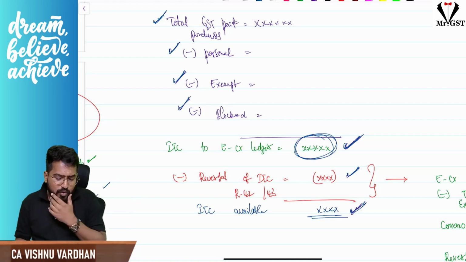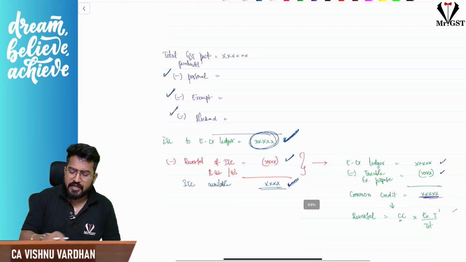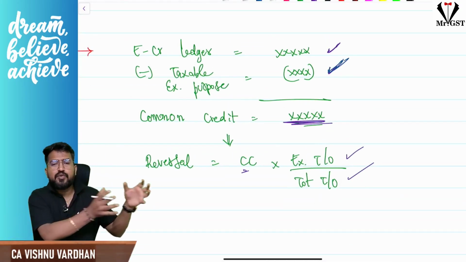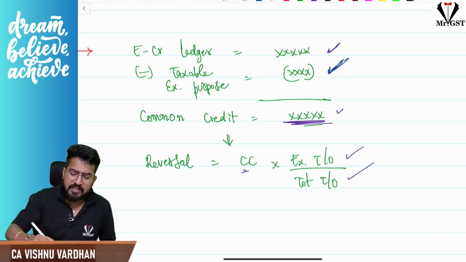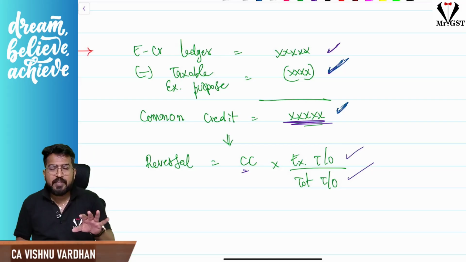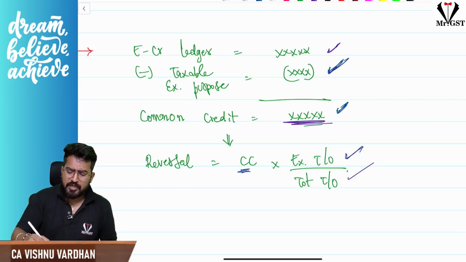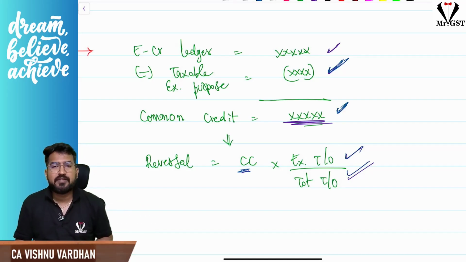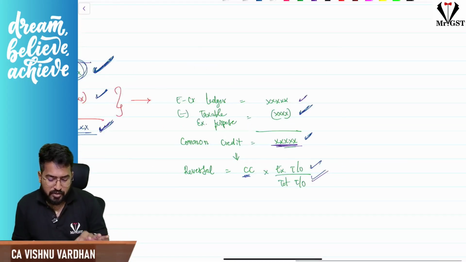Okay, so how do we calculate this reversal of ITC? Whatever amount has been credited to the e-credit ledger, from that, if you remove what exclusively belongs to taxable supplies, automatically the balance is nothing but common credit. From that, proportionately towards exempt turnover: common credit into exempt turnover divided by total turnover. In simple words, I'm teaching you. So that much amount you are supposed to reverse. Okay, so simple. That is the concept.